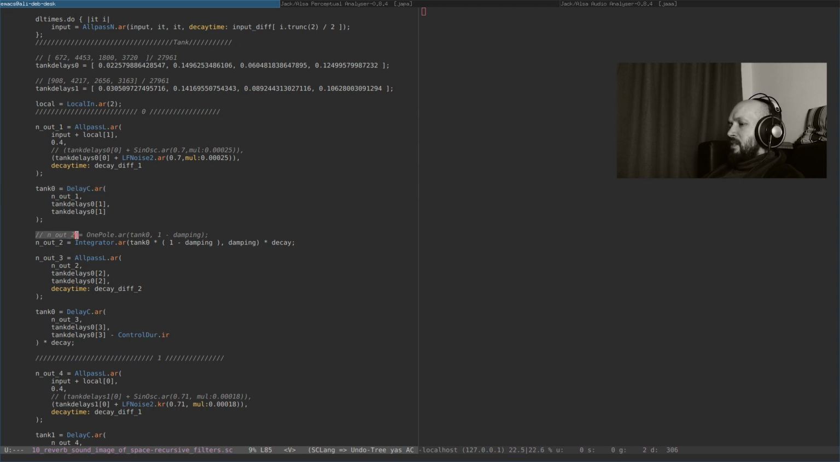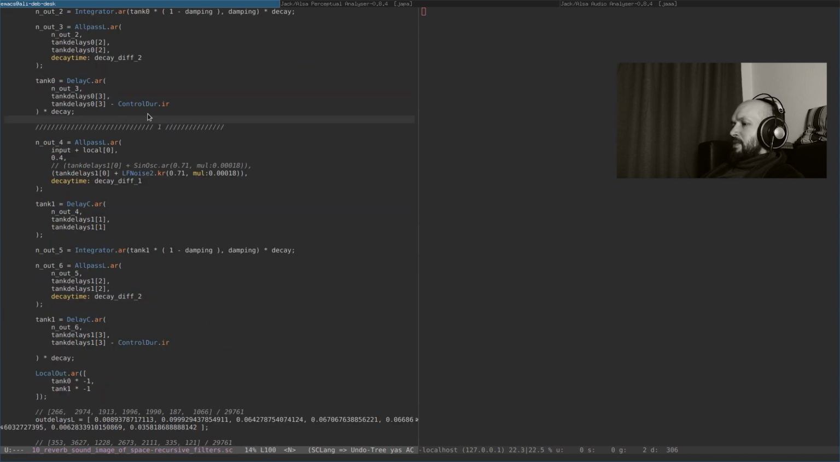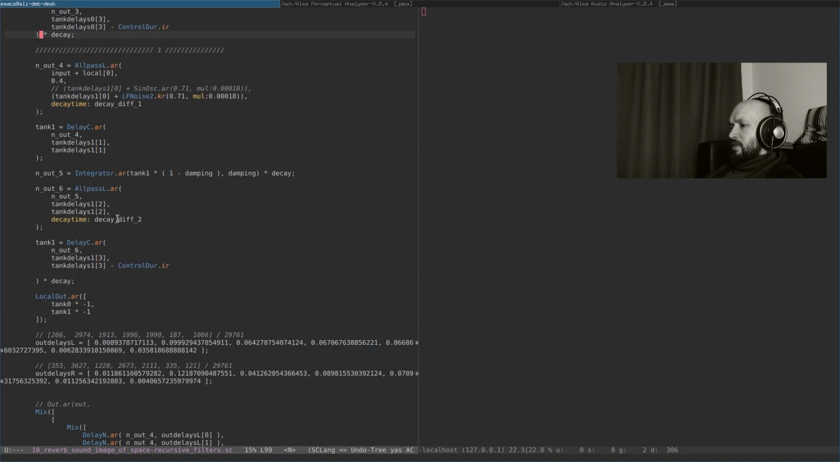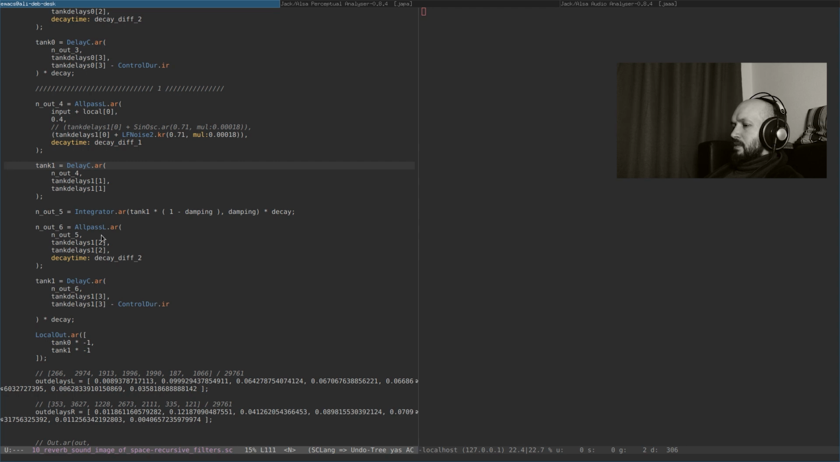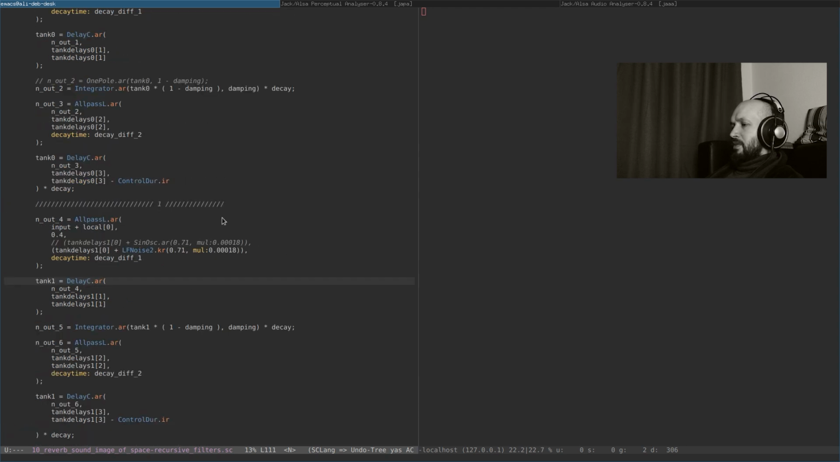Okay, next thing is low pass again. Next, another all pass, and the delay time again. I compensate for the overall delay time to one control block, because after this point the signal goes here, which is a local out, and recursion inside of the SynthDef gives us one control block of additional delay.